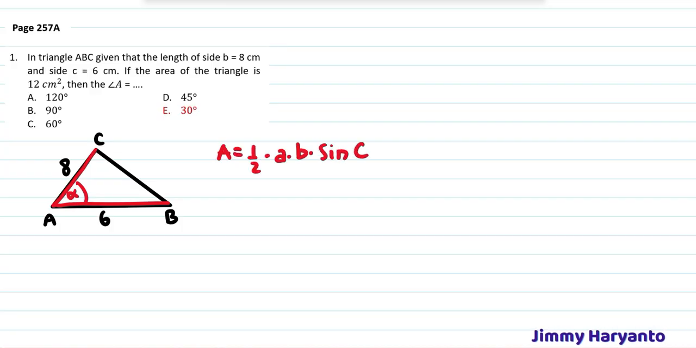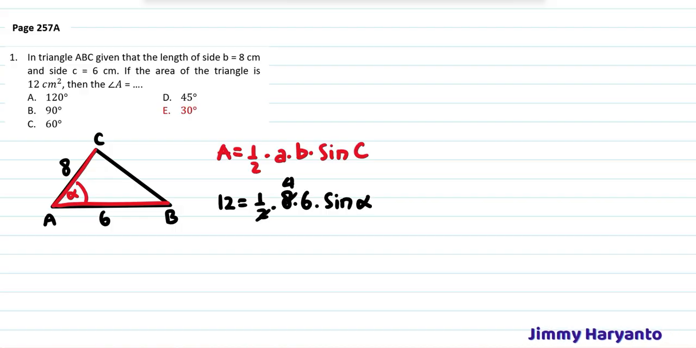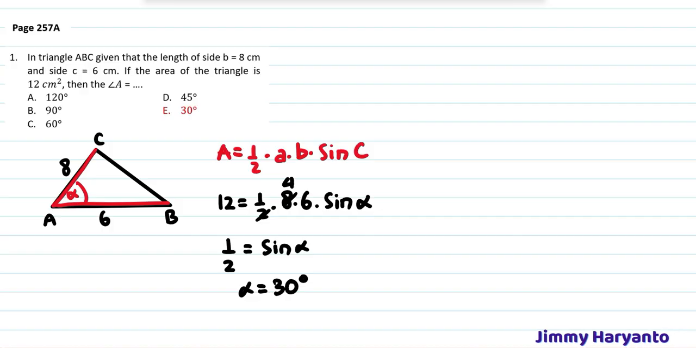The area is already given, which is 12. So 12 equals half times A, which is 8, times B, which is 6, times sine C, which is alpha. Cross out this one, and you'll have 12 divided by 24 equals sine alpha. That means alpha is 30 degrees. Okay, because that's an acute angle, so we only take the 30.